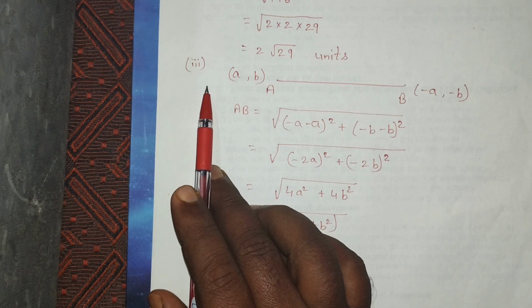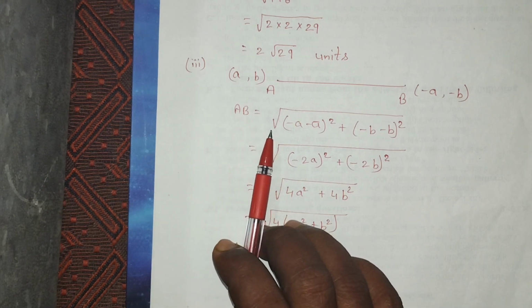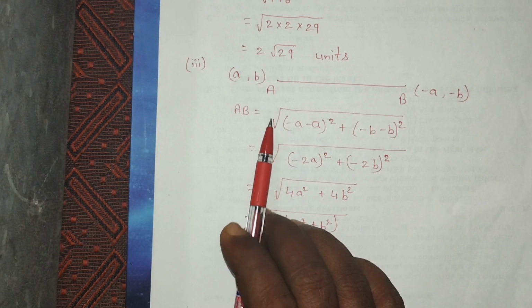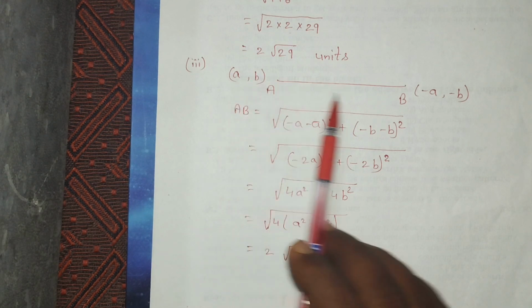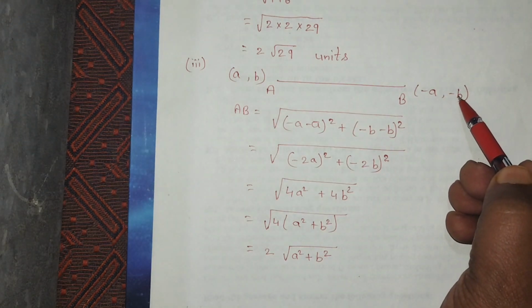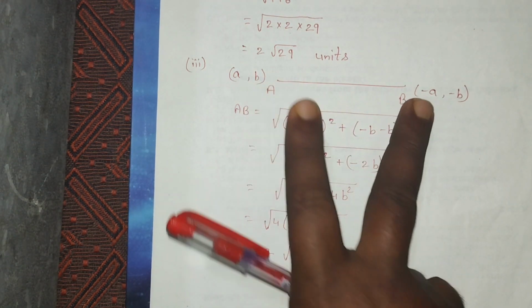Here is the key. Maximum students are very comfortable with numbers, but very uncomfortable with alphabets. If you get alphabets in place of numbers, how will you deal with them? Here, coordinates of point A are a and b. Coordinates of point B are -a and -b. These 4 alphabets replaced the numbers.